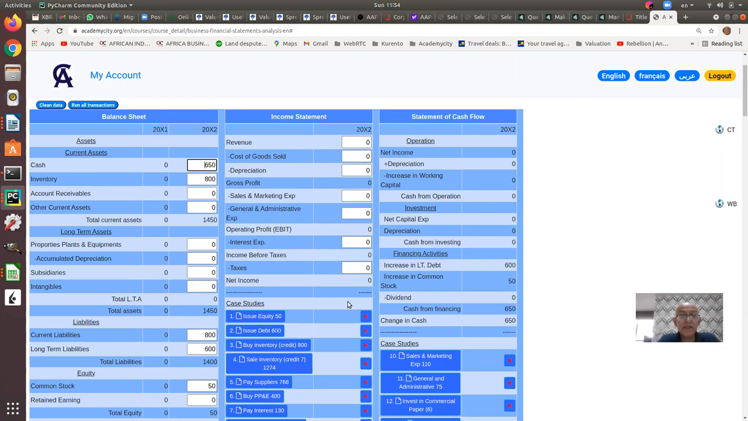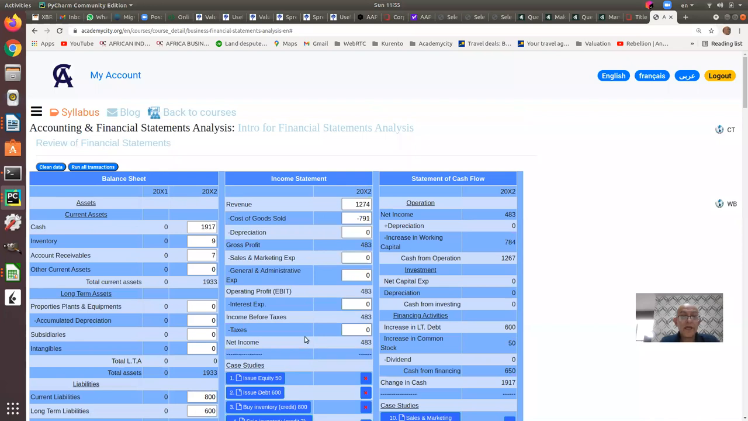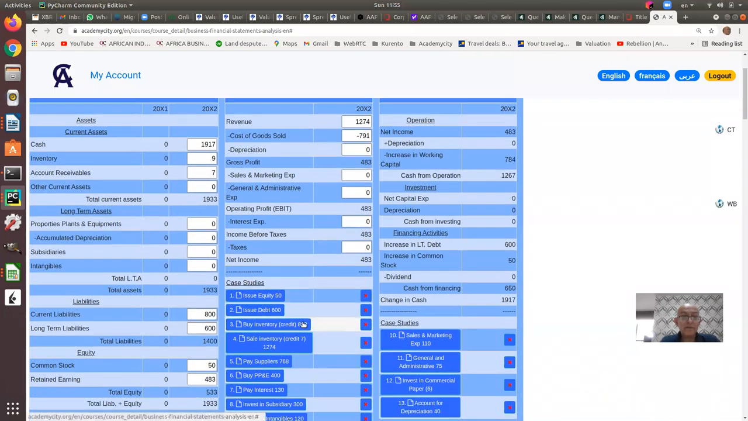The next transaction is a hard one. It's a hard one from many perspectives, and we'll go over that again. We now sell some of the inventory, but not only did we sell, we didn't collect all the cash for the sale. We gave some credit to some customers. So let me click on it. And to remind you, we sold inventory that cost us 791. That's the cost of that inventory for us.